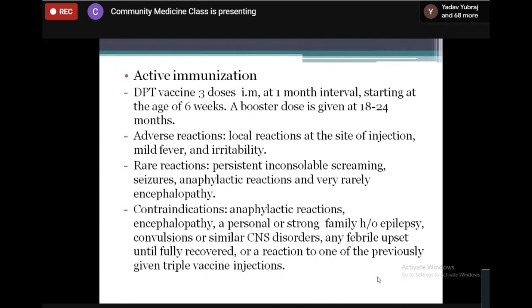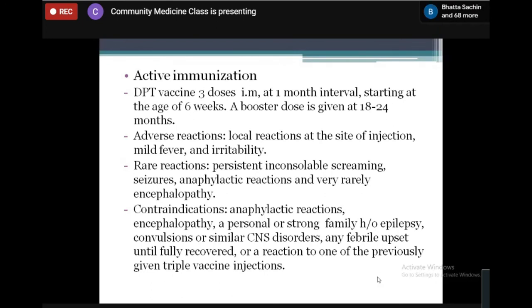And the rare reactions that pertussis vaccine can cause are persistent, inconsolable screaming. Sometimes mothers come complaining after vaccination, my child is just screaming and crying non-stop, and I tried many things but I couldn't make her stop. So it could be the side effect of the vaccine. Some children may develop seizure, some may develop anaphylactic reactions, and very rarely encephalopathy can develop.